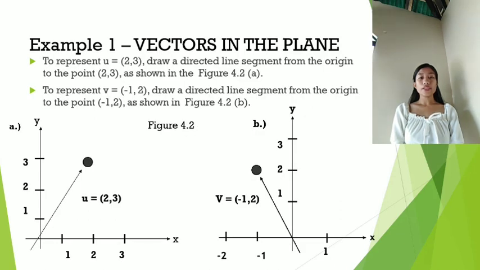Now, let us look at the example 1, vectors in the plane. To represent u is equal to positive 2, positive 3, draw a directed line segment from the origin to the point positive 2 and positive 3 as shown in the figure 4.2a. Next, to represent v is equal to negative 1 and positive 2, draw a directed line segment from the origin to the point negative 1 and positive 2, as shown in the figure 4.2b.